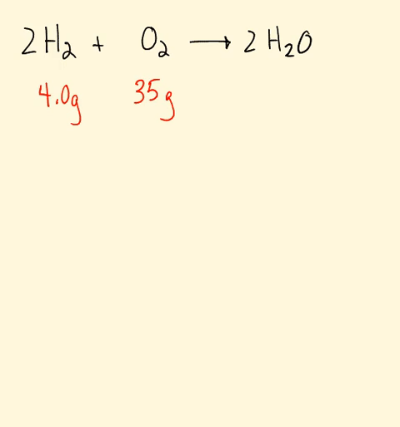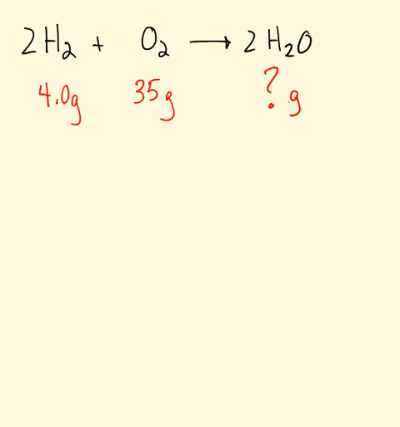Okay, so here we have a problem where we have two different reactants with different masses given, and we're trying to figure out how much water is going to be produced. Well, we first have to figure out which one of our reactants is going to run out first. What is the limiting reactant? The steps for this are the same as they are for the car problem.